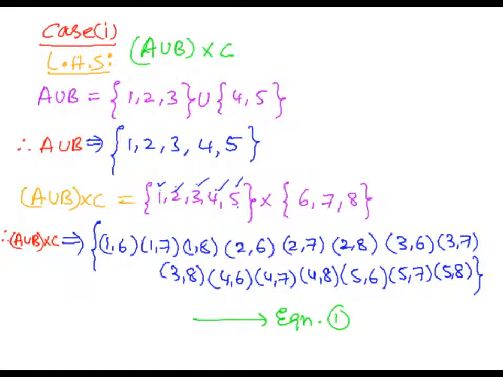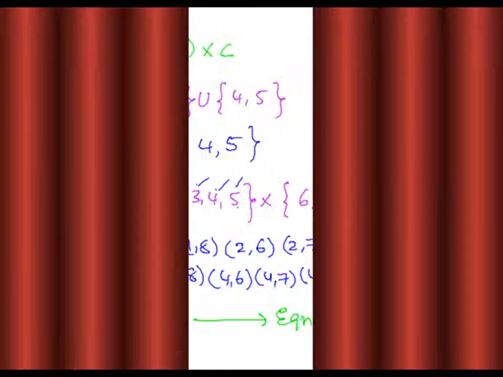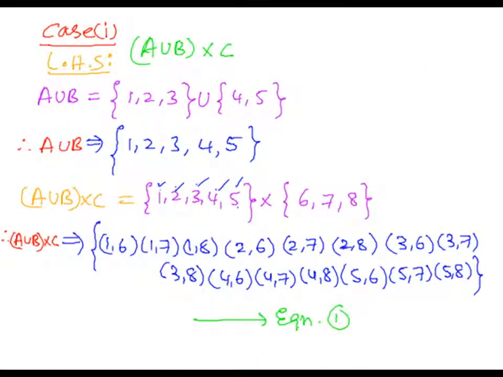So here RHS is A cross C union B cross C. Now case number 2, is of RHS.